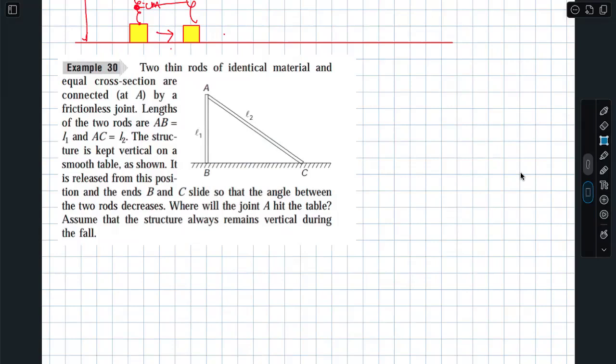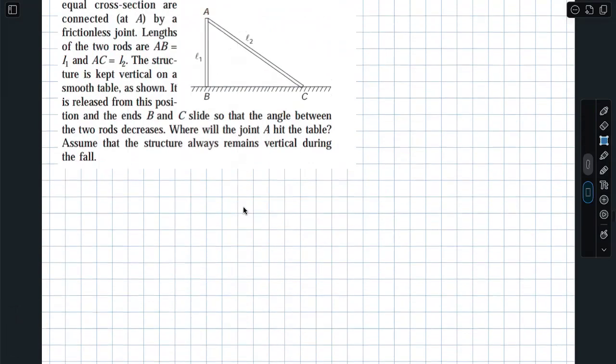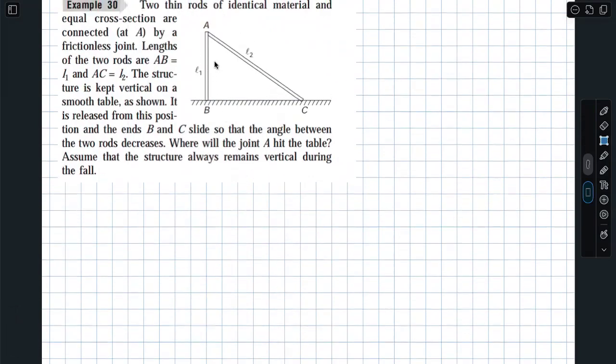No, one should understand there is no horizontal force in this. Please try to understand. This is the center of mass location for AB, and this is the center of mass location for AC. Let there be some mass M1 at this point and M2 at the other. Mass is proportional to length because the rods are uniform.